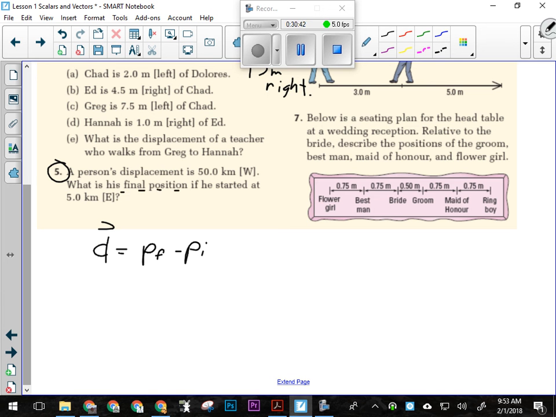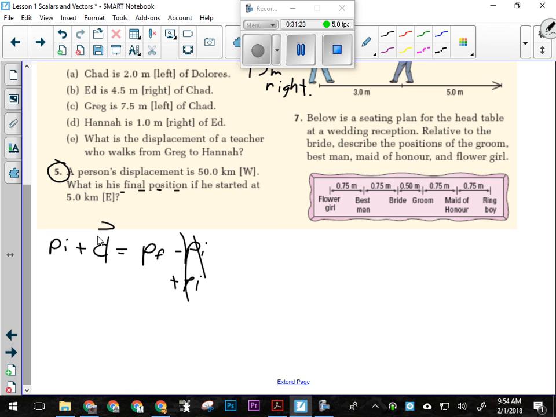We know the displacement is 50 kilometers west, and we know the initial position is 5 kilometers east. I'm going to make east positive and west negative in this question. I want to get my final position by itself. So what do I have to do to initial position? If I want to move something, I do the opposite. Right now I'm subtracting, so I want to add. I'm going to add initial position to both sides. It'll cancel on this side and end up over here. So initial position plus the change in position should give me my final position.